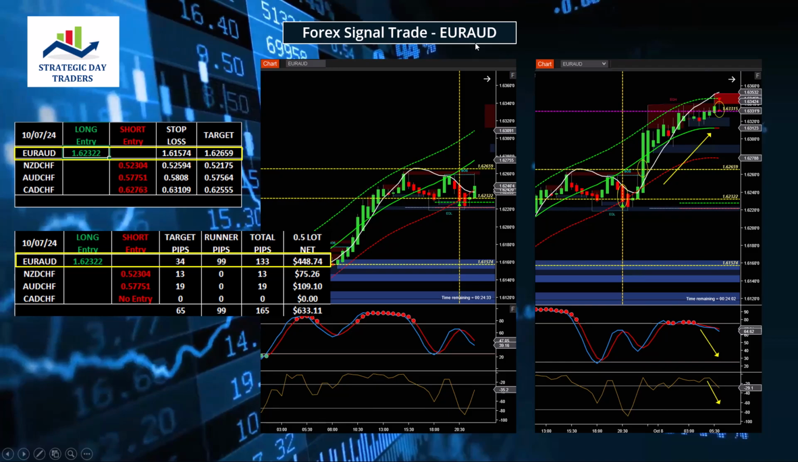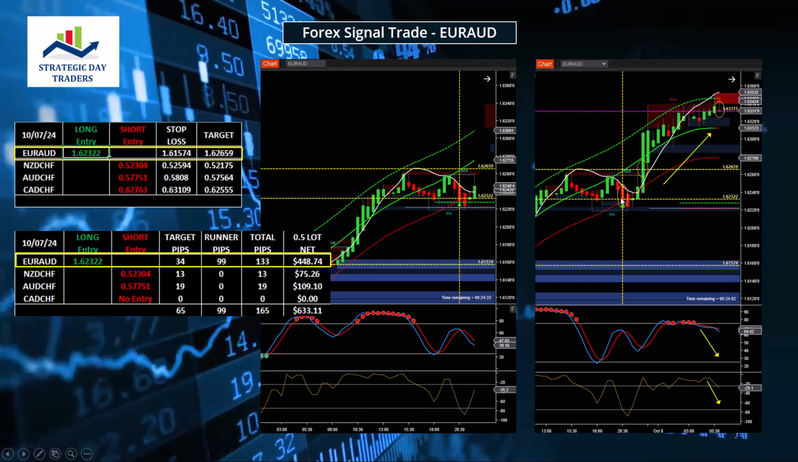This is the Euro Aussie from the 7th. We had a long entry at 62322, so the trade came out right here. Immediately got our entry filled, and we're looking to go long. And sure enough, right around midnight, and I'm not even in front of the chart any longer, we had a nice move. Took our first target and let this play out.